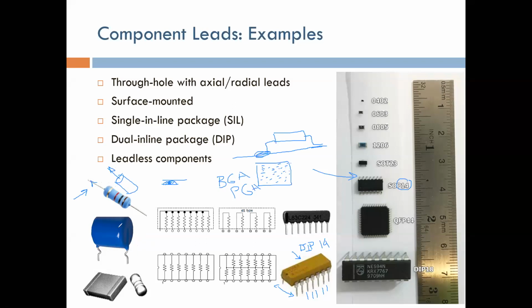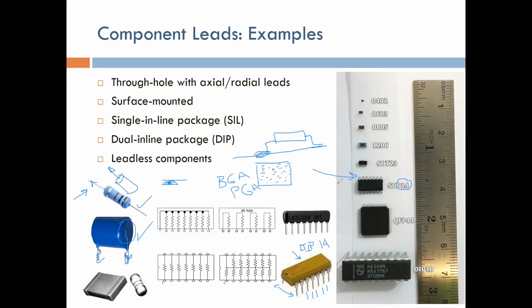In this one here, you have a cylinder also, but the lead is going in the radial direction, in the direction of the radius. This is a circle, and the lead is going in the direction of the radius, not in the direction of the axis of the cylinder. Okay, so basically this is through hole with axial lead, and this is through hole with radial lead.